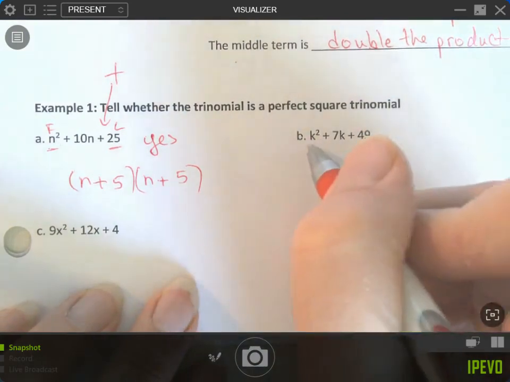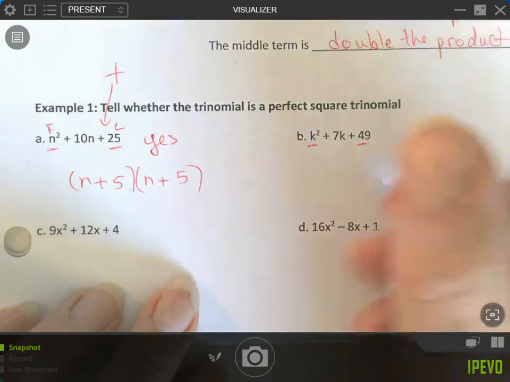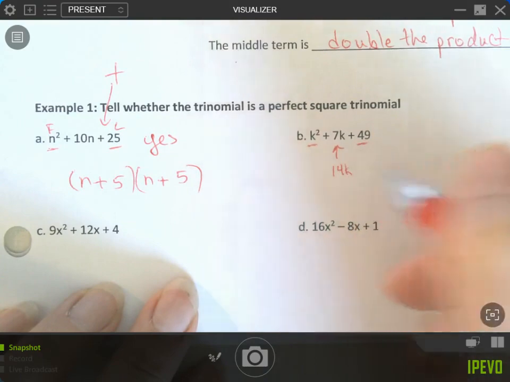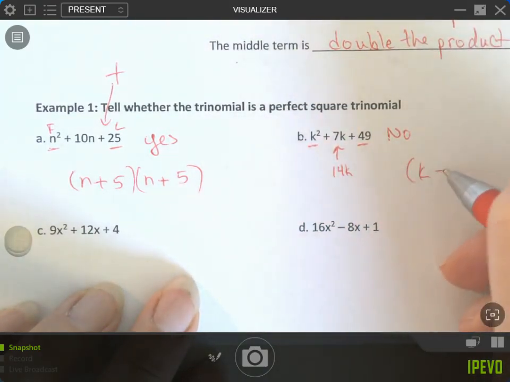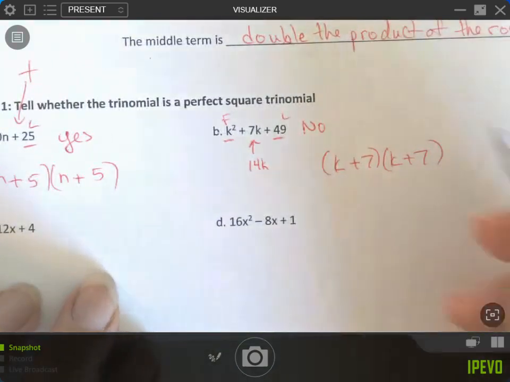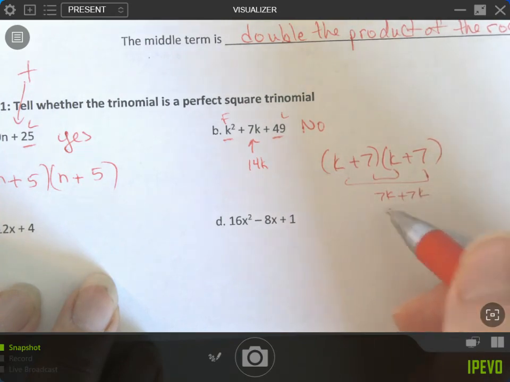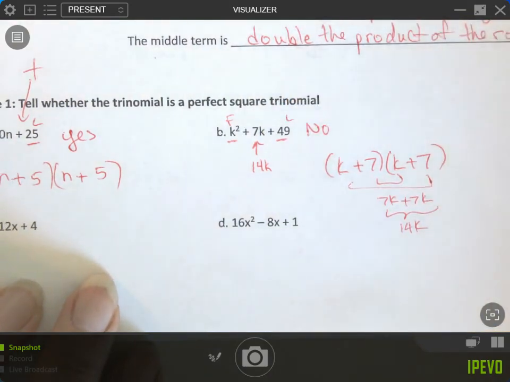All right, is this one a perfect square? If I look at it quickly, k times k and 7 times 7, does it work? Yep. Nope. Yep. Because the middle would have to be a what? 14k. So it is not a perfect square. If we try k plus 7, k plus 7, where am I getting this from? First term, last term, 7 times 7. The outside is 7k and the inside is 7k. What's that add up to? 14k. So not a perfect square trinomial, but it looks like it because the first and last were squared.